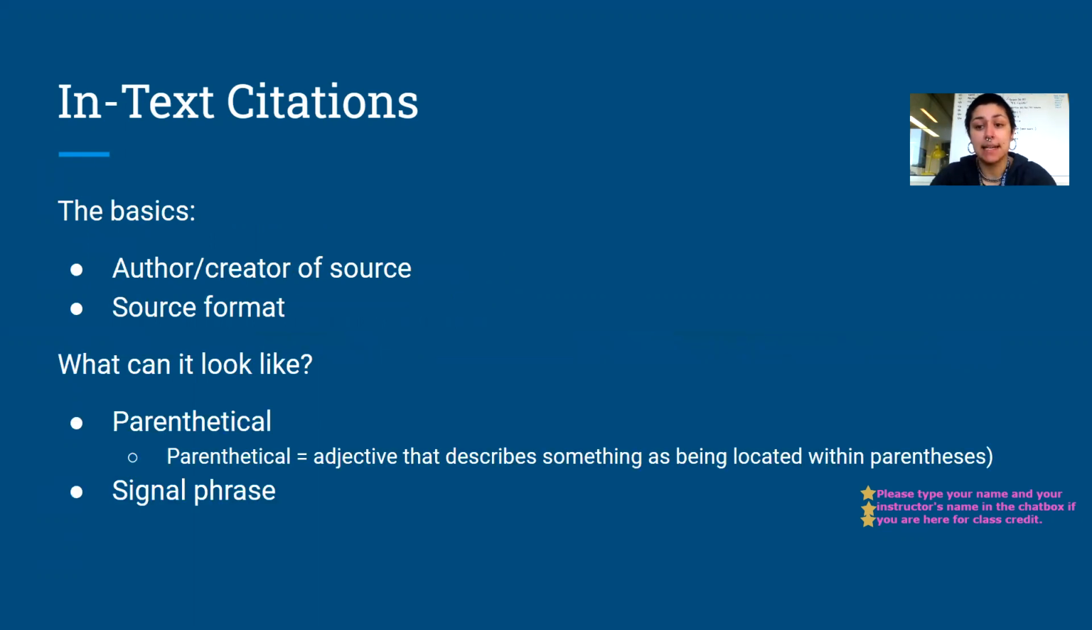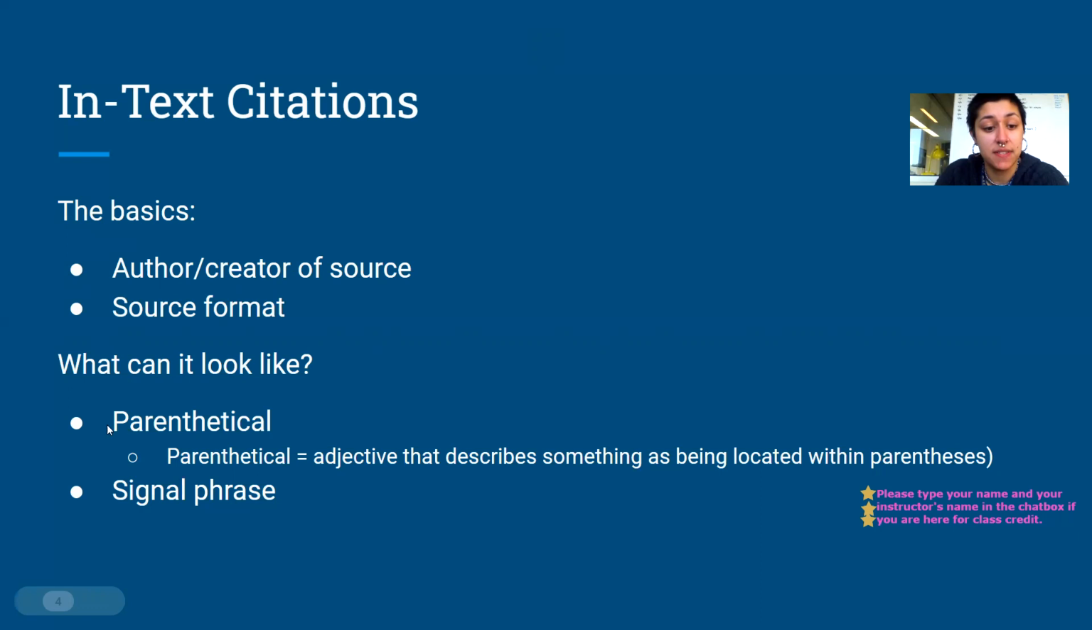So the basics of the in-text citations, we are most concerned with who is the author of the source or who created the source, and then what is the source format. Most often the very first thing and really the only thing that you'll need for your in-text citation is the author or who created the source. If you don't have that information, that's when it's important to pay attention to the source format. But in-text citations really are concerned with who the creator of the source is.